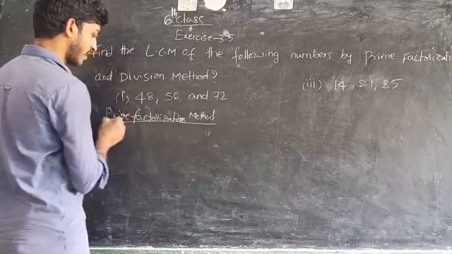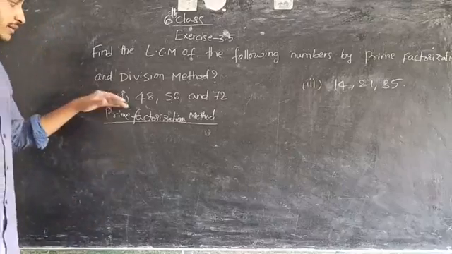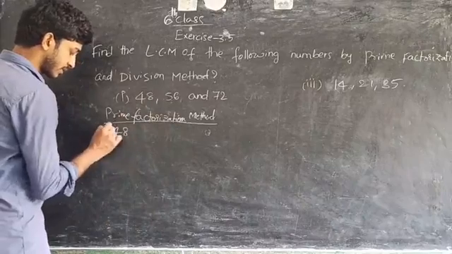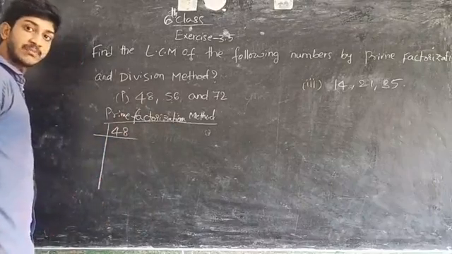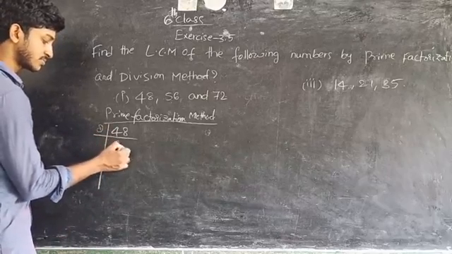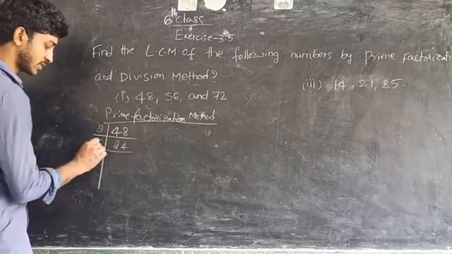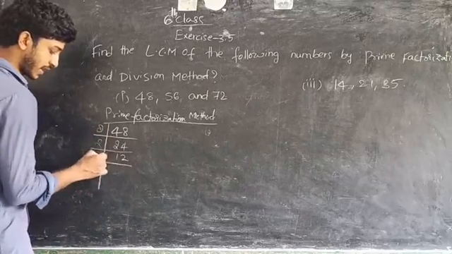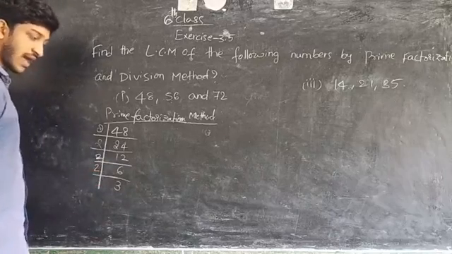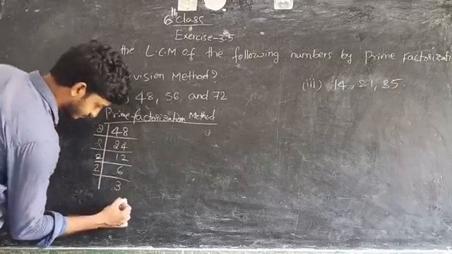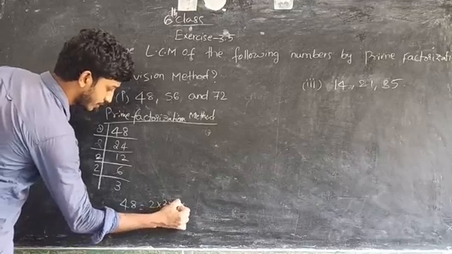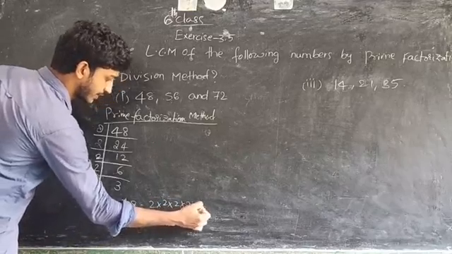In the prime factorization method, we have to calculate the factors of the given numbers. So for 48, we have to take the least prime number. What is the least prime number? We have 2. 2 times 24 is 48, 2 times 12 is 24, 2 times 6 is 12, and 2 times 3 is 6. So the factors of 48 are 2 into 2 into 2 into 2 into 3.